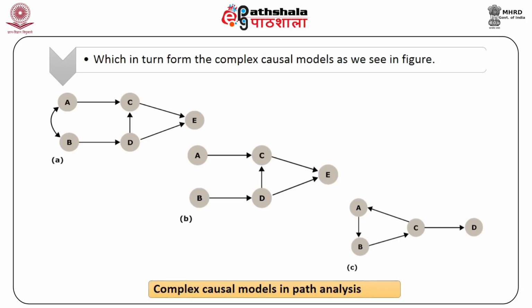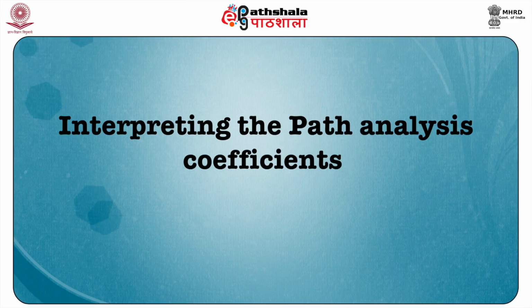Panel C in the figure is a non-recursive model, as there is a causal loop. Variable A is a cause of variable C by operating through variable B. In turn, one can see that variable C is also a cause of A, thus forming a loop. Of course, it is no surprise that recursive models are easier to study and understand than non-recursive ones. Interpreting the path analysis coefficients. Once the causal models have been developed, the variables are quantified and the estimates of causal relationships are obtained. These estimates are referred to as path coefficients.